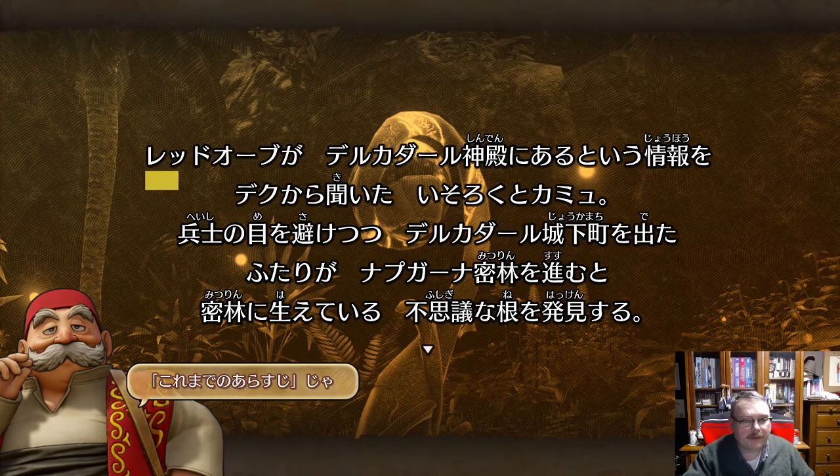Alright, here we go. So, red orb. The red orb. Ga, that's your subject marker. Derukadaru shinden.